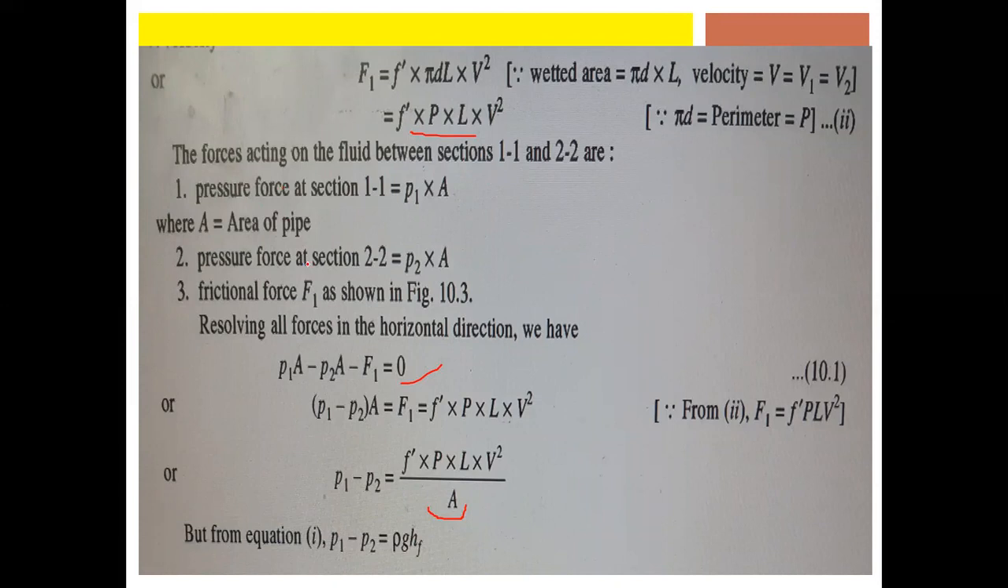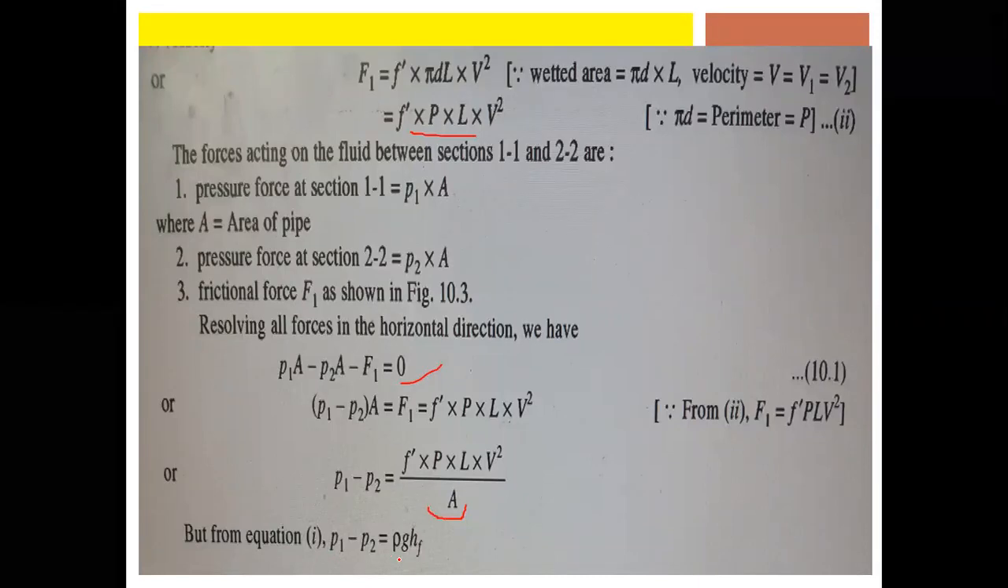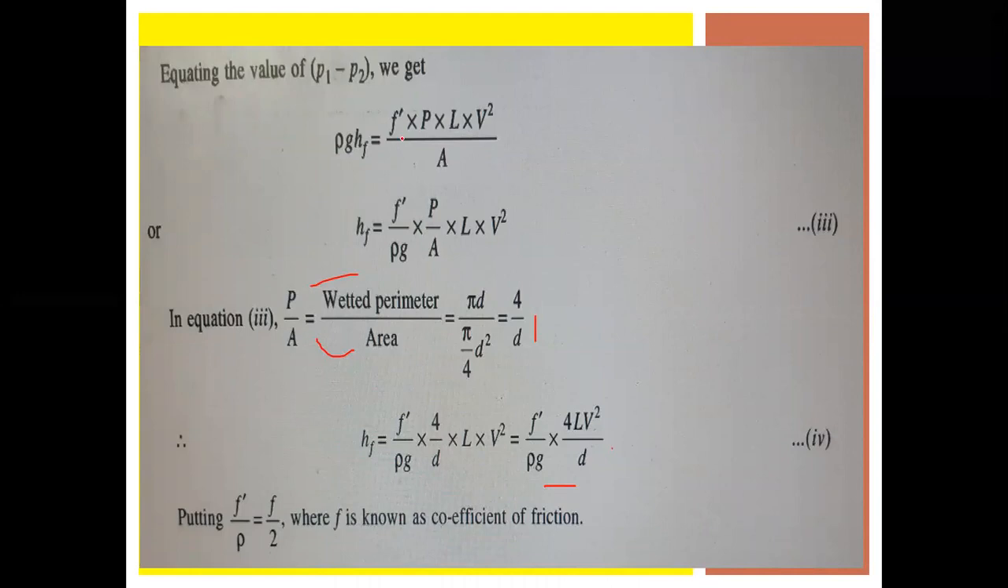So by taking these 3 into consideration, resolving all these factors, P1A minus P2A minus F1 is equal to 0. In place of this F1, if we substitute this value, therefore P1 minus P2 into A is equal to F dash into P into LV square. We are getting P1 minus P2 is equal to this one, right? But we know that P1 minus P2 is rho into g into head loss. So how are we writing this? We write this equation.